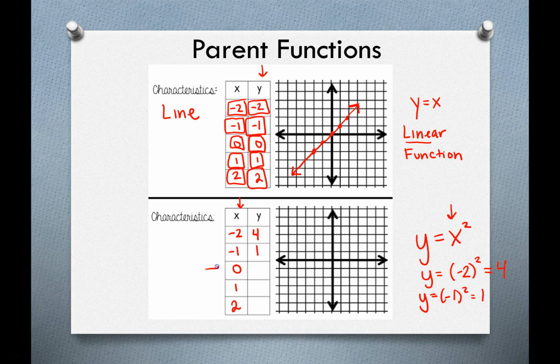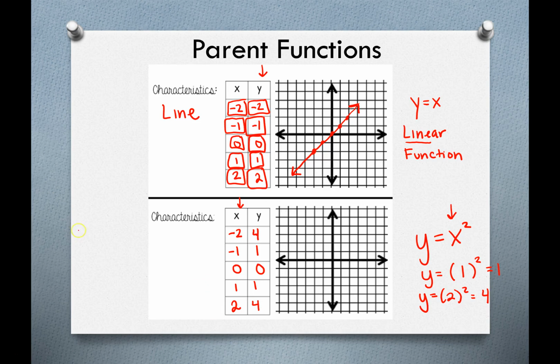Now I'm plugging in 0. I'm just using these x values right here, and I'm going to get y equals 0 squared. That's 0 times 0, that's 0. Then I'm going to do the same exact thing for these last 2 points. Since I already have it written in there, I'm just going to use that kind of format. So now I'm going to plug in 1. 1 squared is 1. And now I'm going to plug in 2. 2 squared is 2 times 2, which is 4.